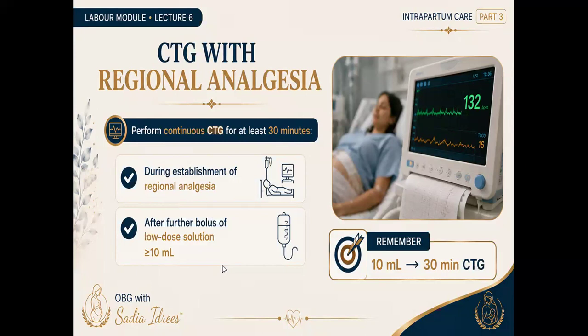So now notice how maternal and fetal monitoring fit together. After a significant bolus, mother BP every 5 minutes for 15 minutes, and baby, continuous CTG for at least 30 minutes. That is a lovely single best answer question. If the examiner gives you 4 different combinations of BP frequency and CTG duration, you should now be able to pick the correct one. Okay.